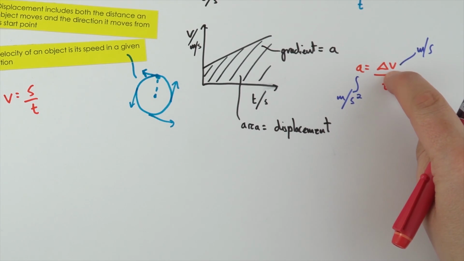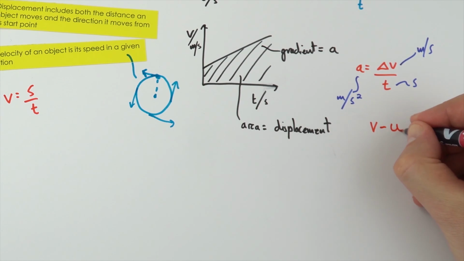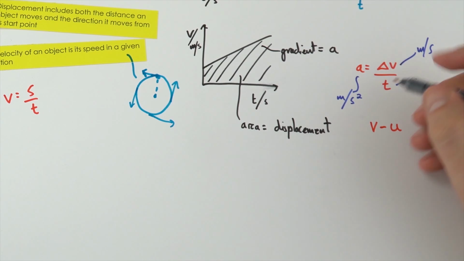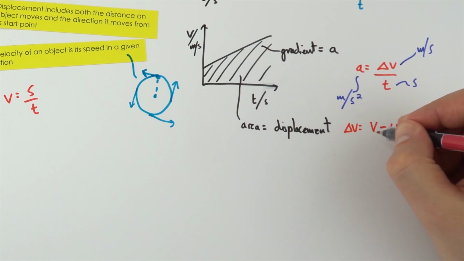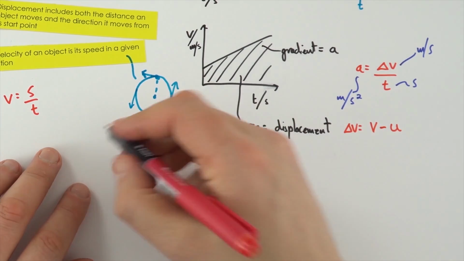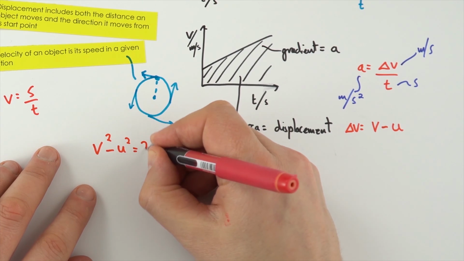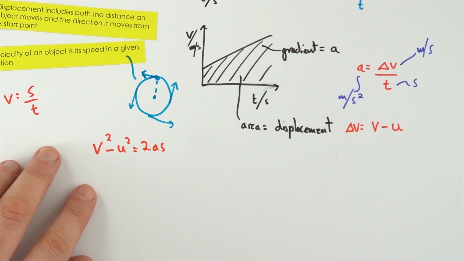Now when we look at the change in velocity, what we're really looking at is the difference between the final velocity, which is v, and the initial velocity, which is u. So we can also say that this change in velocity is equal to v minus u. But now we can introduce another equation which says that v squared minus u squared is equal to 2as. This one looks a little bit confusing.